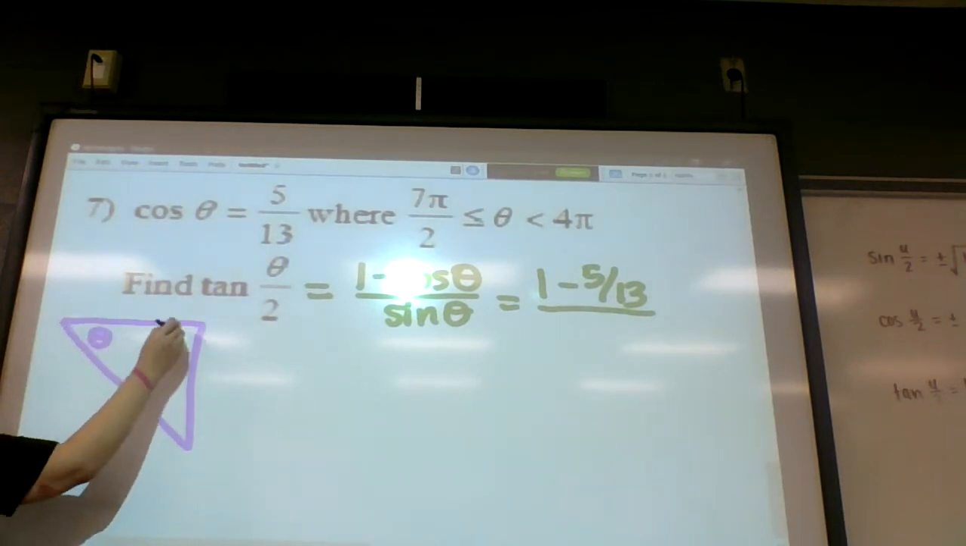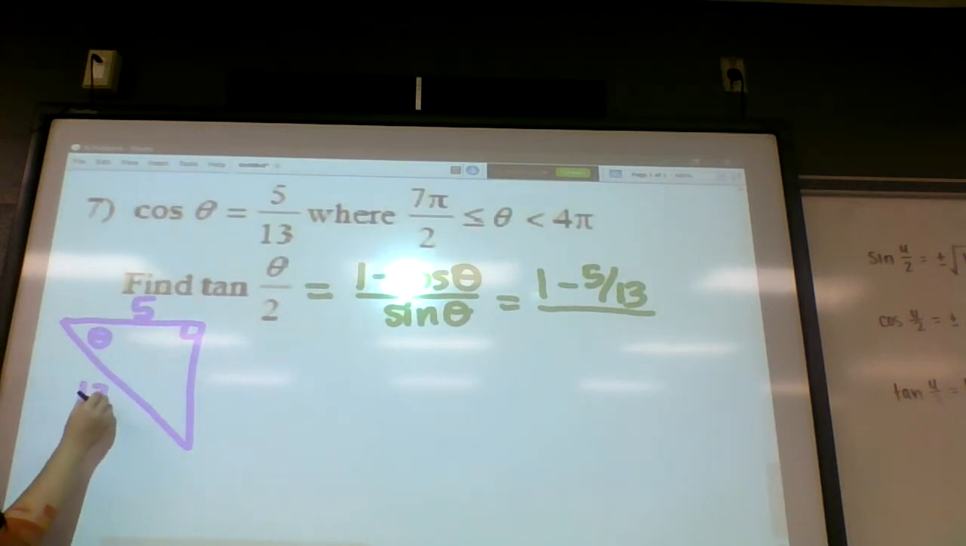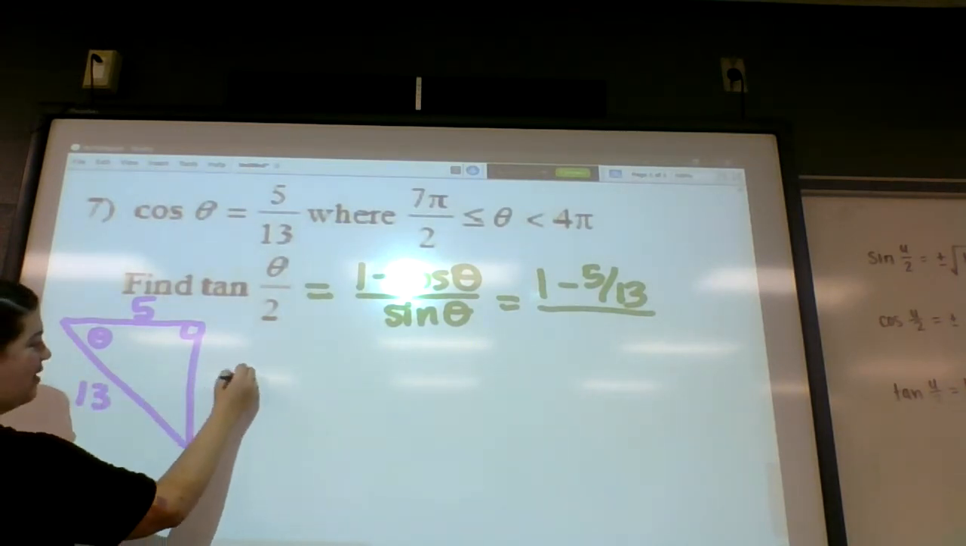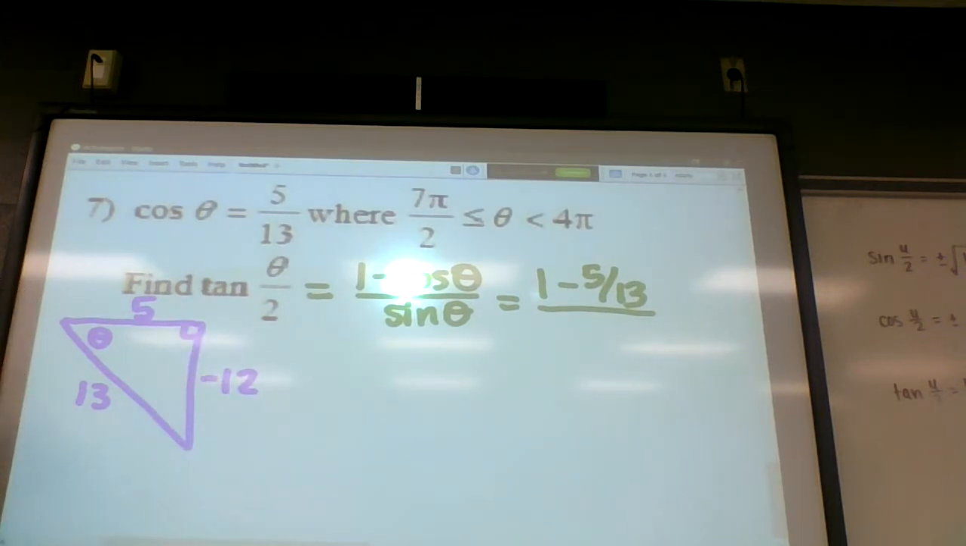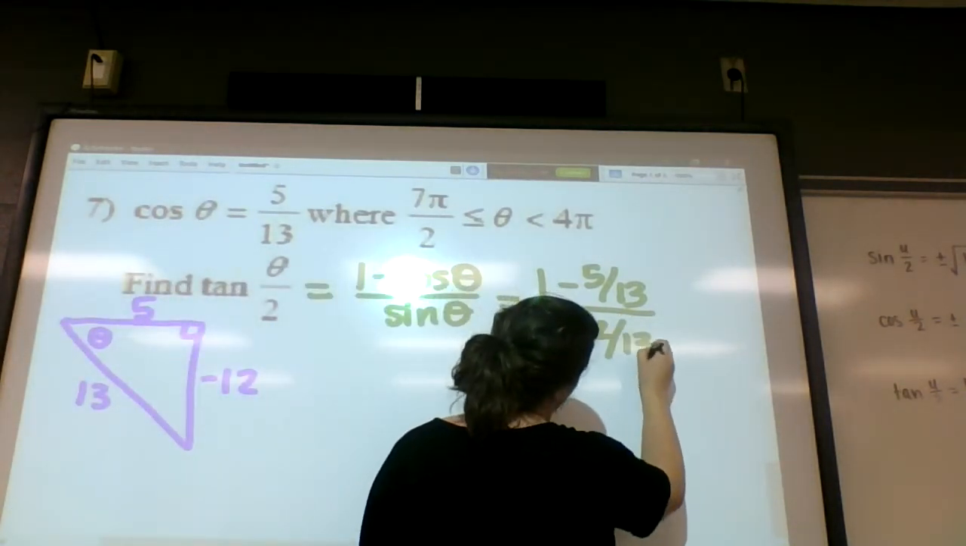Here's theta, our angle. Cosine is adjacent over hypotenuse. So what does that make the opposite? 12? I heard a 12. 5, 12, 13. Is that a Pythagorean triple? Yeah, it is, 12. And then technically that 12 is a negative. So when you put it in your equation, it'll be a negative 12 over 13.